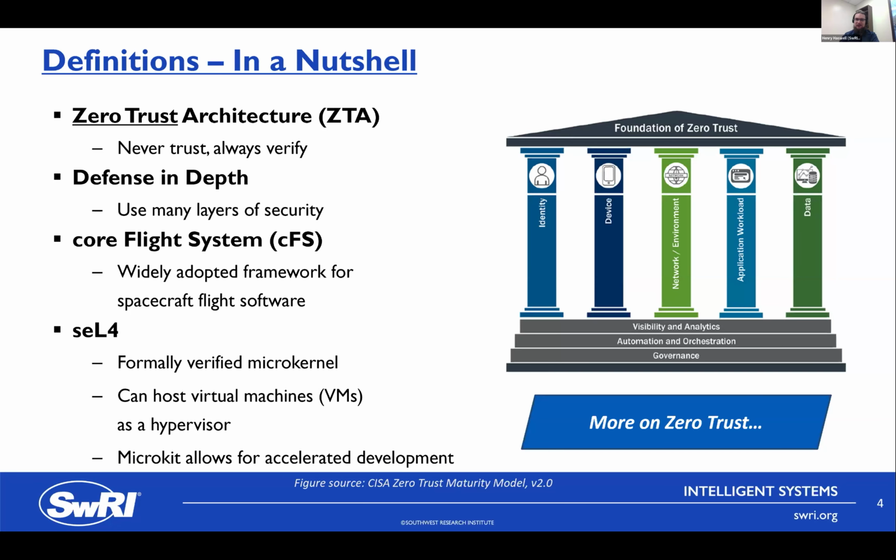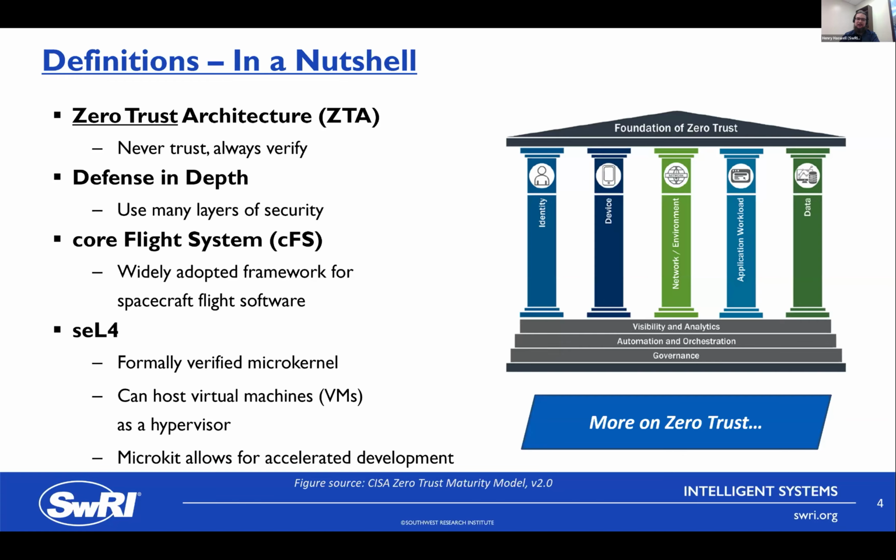So zero trust architecture is something that is more and more in demand from the federal government level. In essence, it means you're never trusting and always verifying. On the right here, I have a diagram from the CISA Zero Trust Maturity Model about the five pillars of zero trust. And we've been working on the zero trust architecture to help meet the needs of these pillars.